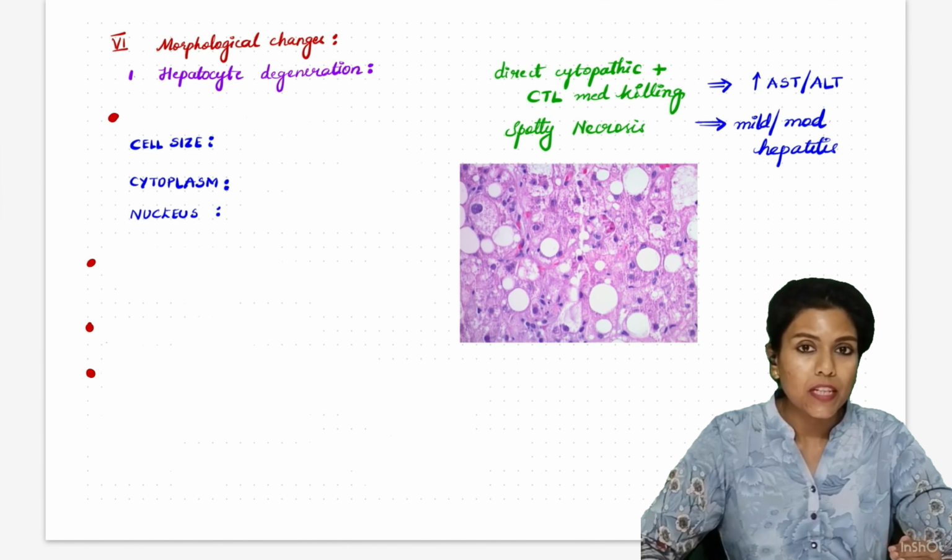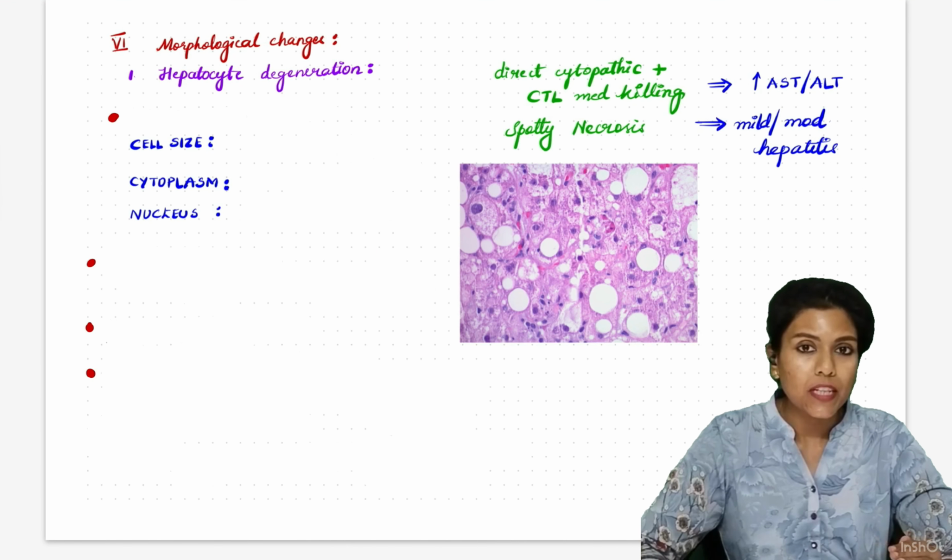Cell size has decreased because all the contents are brought together. The cytoplasm appears condensed. It will be more eosinophilic. When it is jam-packed, the cytoplasm will appear more eosinophilic than the adjacent normal hepatocytes. And the nucleus will also be condensed and pycnotic. Here there is a small, condensed pycnotic nucleus. This is an apoptotic body. These are the apoptotic bodies here.